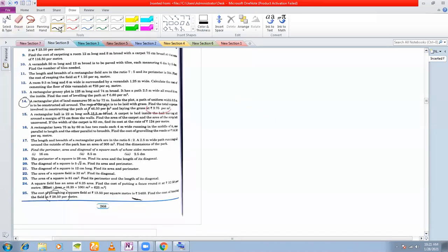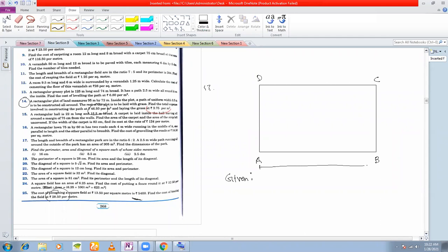So let's read the problem number 17. It says the length and breadth of a rectangular park are in the ratio 5:2. Okay, rectangular park. Let us draw a rectangle ABCD. The ratio of the length and breadth is given. AB is one length, right? And BC is another length, right? The ratio of these two lengths is given. That means AB is to BC is given to you as 5:2.